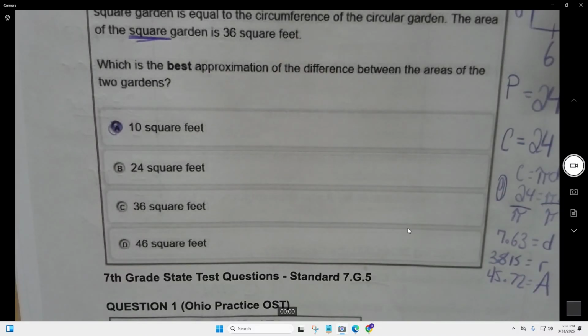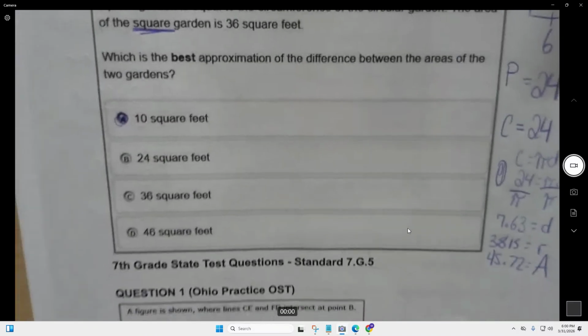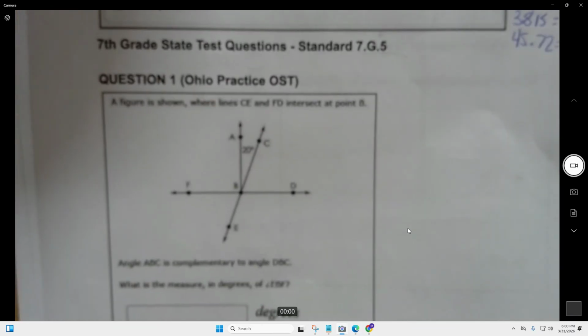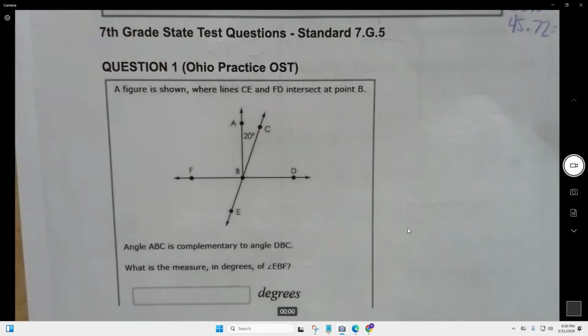Alrighty. We are back with another state test prep video. Today we're talking about standard 7.G.5, the fifth geometry standard. This one is mainly about angles. So let's get into it.